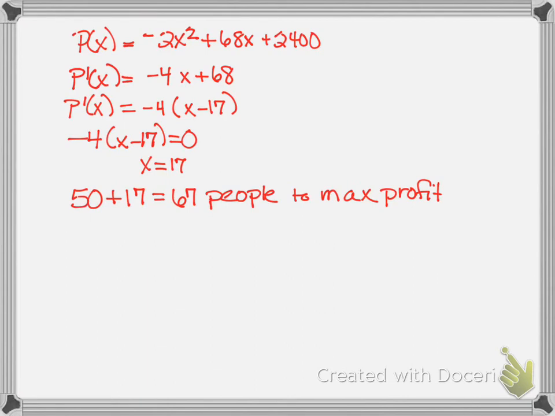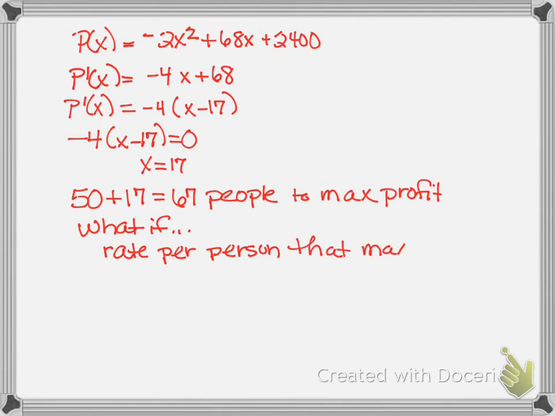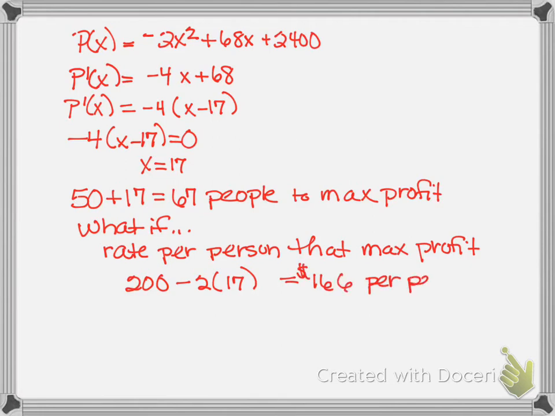Now, 2 what-if questions. What if I was asked to find the rate per person that maximizes the profit? Wouldn't that be 200 minus 17 $2 reductions, or $166 per person?